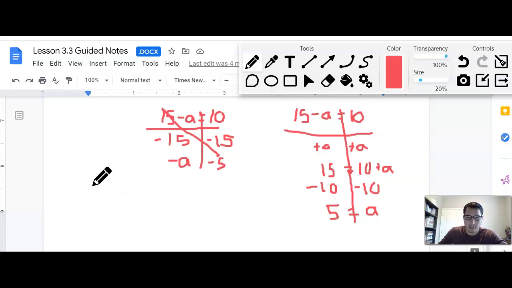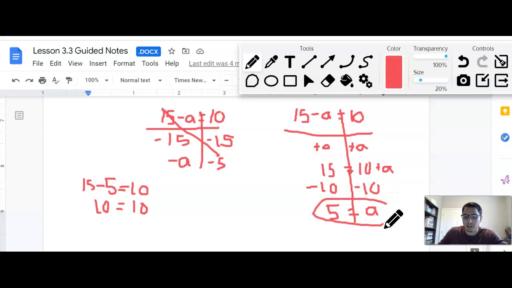Plugging that back in, 15 minus 5 equals 10. We know 15 minus 5 is 10, so our answer is correct. Another thing I'd like to share with you is it does not matter what side your variable is on, 5 equals A or A equals 5. You can write it either way. Just keep it with the side that you are working through. It started over here, but then you added it to the other side, so it should finish over here. If it starts over here and ends over here, then your variable should be on this side.